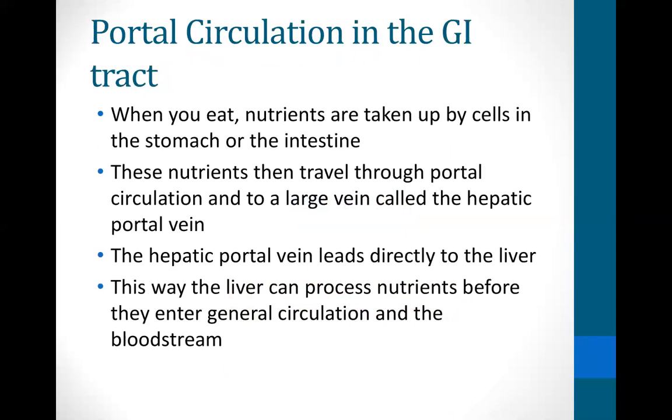Portal circulation in the GI tract. When we eat different foods, nutrients are primarily absorbed in the stomach and small intestine, really mostly in the small intestine. And these nutrients travel through the portal circulation to the hepatic portal vein, which goes to the liver, and then the liver breaks down nutrients.